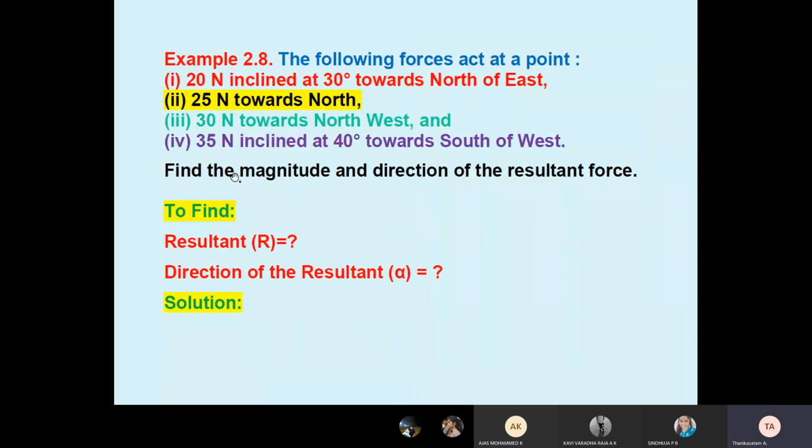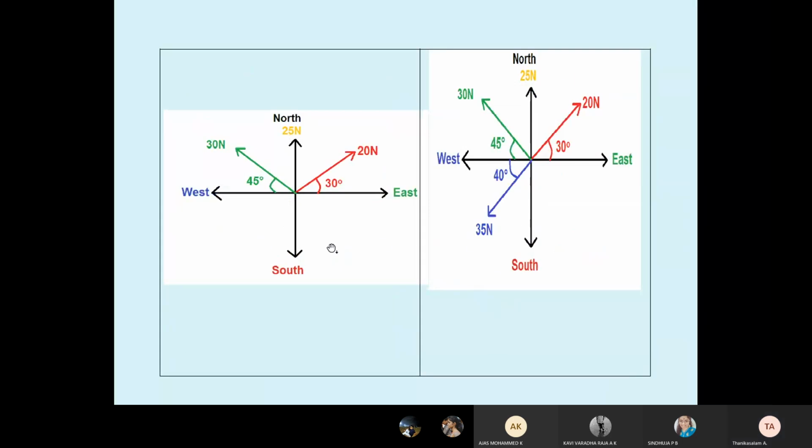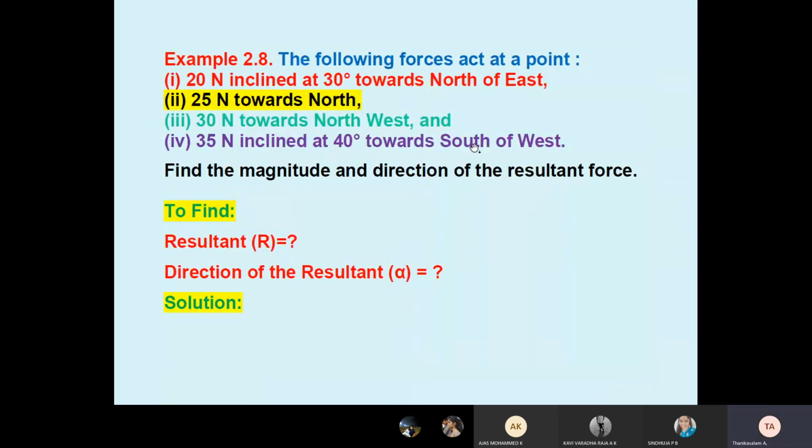Okay. Now see the last one. 35 Newton inclined at 40 degree towards south of west. So the 35 Newton goes to south from west. Understand? Towards south from west. See, south of west means the force goes to south from west. Okay. See here, south of west. Understand? It goes to south from west.